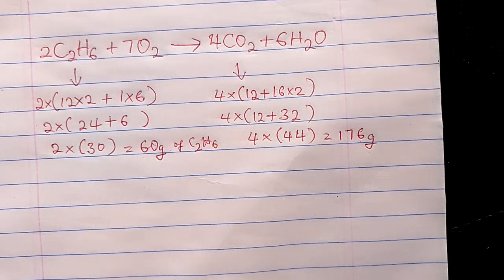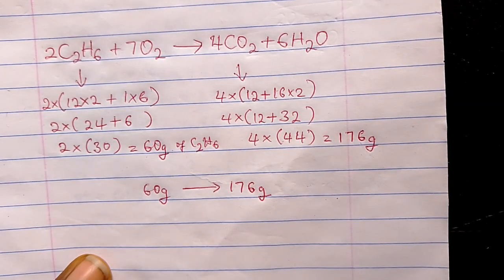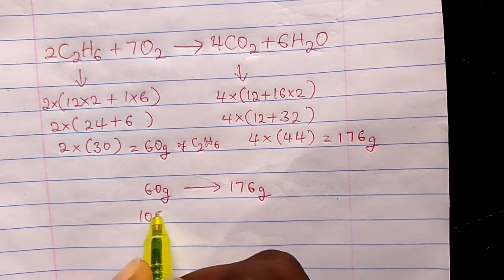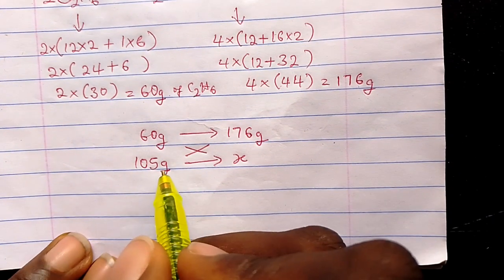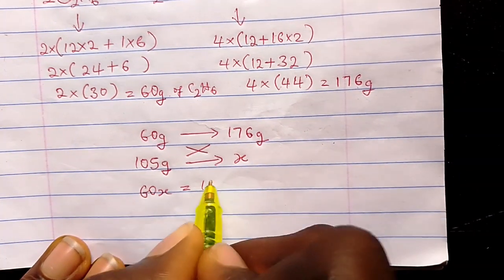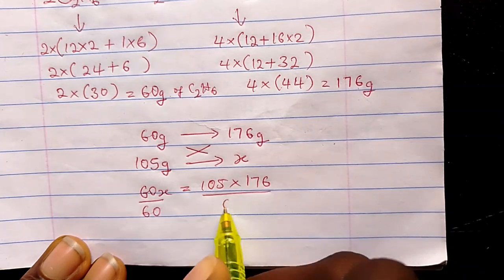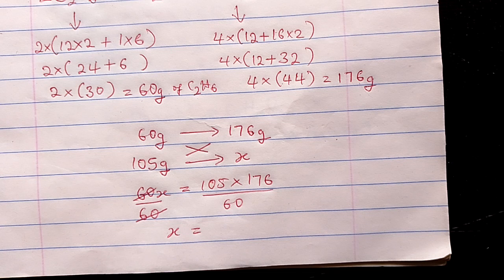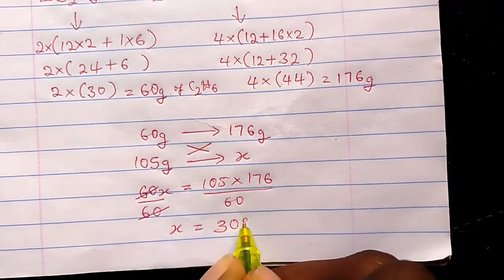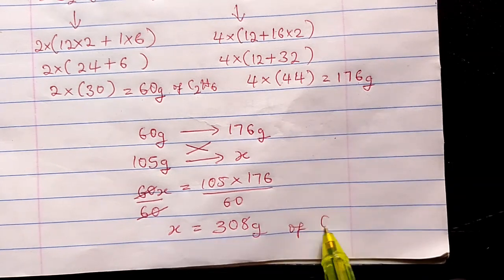Okay, so now use the normal mathematics rule, or should I say trick. 60 grams of ethane gave 176 grams of carbon dioxide. Therefore 105 grams will give me x. So if I cross multiply, I'll have 60x is equal to 105 times 176. Then divide both sides by the coefficient of the unknown. So that will give us our final answer. So we'll put that in the calculator, and then we have the respective answer: 308 grams. So that's the grams of carbon dioxide that will be formed.